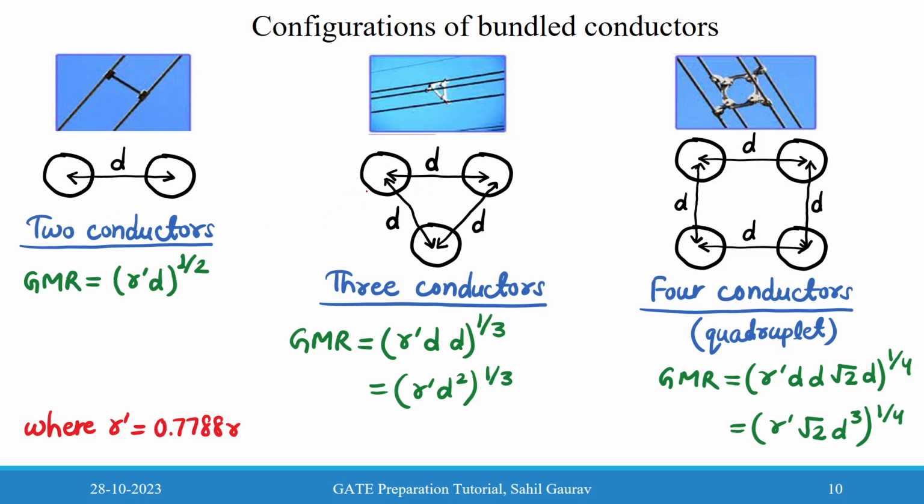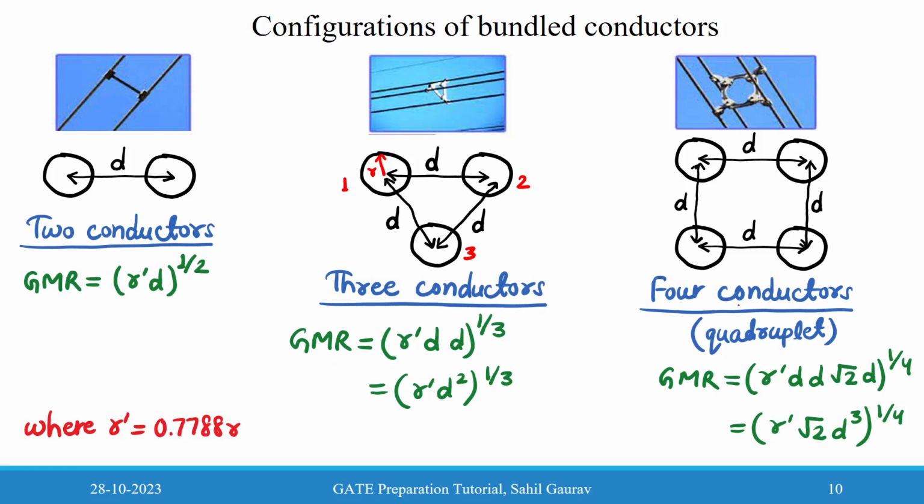Here we have three conductors, one, two, three. Suppose we are finding the geometric mean radius of one conductor. First we will consider the effective radius of the first conductor. It has radius r, so the effective radius will be r dash, and d is the distance from the other conductor, then the distance from the second conductor, and d the distance from the third conductor. In this way you can find the geometric mean radius for the three conductor configuration.